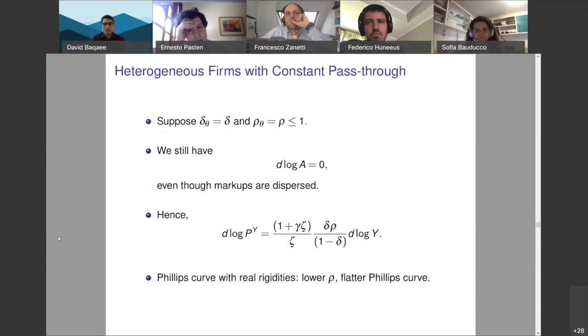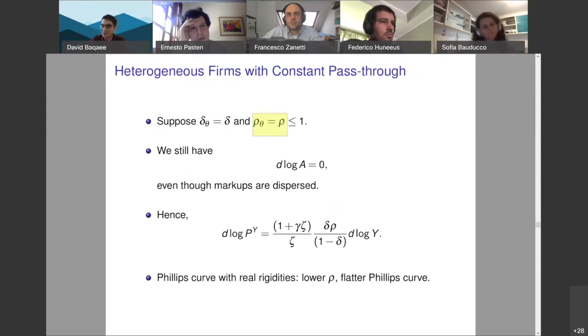The final thing that we can do is suppose we have heterogeneous firms. We have Kimball, but now I assume pass-throughs are constant. Now, this is a bit along the lines of what Ernesto had in mind. So we have a dispersed firm distribution. We have Kimball preferences, but pass-throughs happen to be the same for every firm. There's actually a closed form for what the Kimball aggregator has to be in order for this to happen. If you know about the exponential integral function, that's what the Kimball aggregator is.